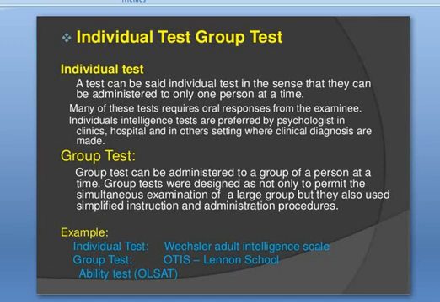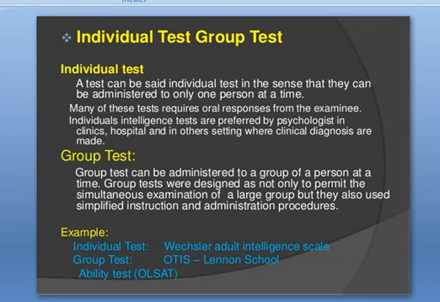Next is individual and group tests. These tests depend upon the mode of administration, that is, how these tests are administered to the testees. So first is individual test. A test can be said to be an individual test in the sense that it can be administered to only one person at a time. Many of these tests require oral responses from the examinee. Individual intelligence tests are preferred by psychologists in clinics, hospitals, and other settings where clinical diagnoses are made.